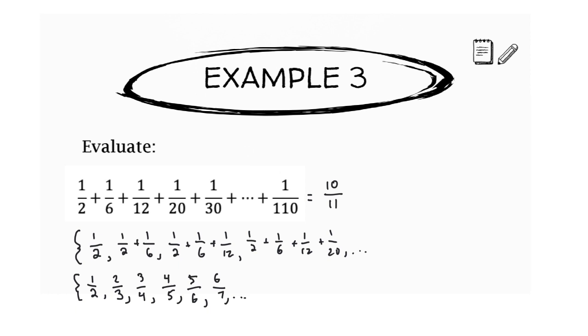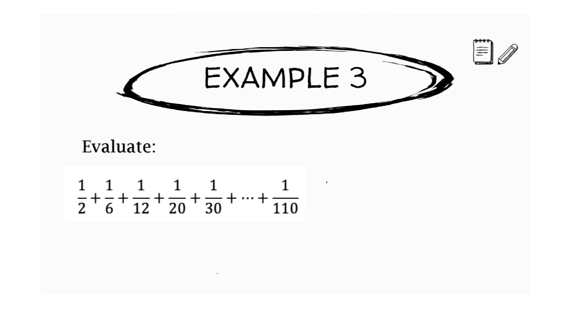Now that might be a very clever solution. However, it doesn't really explain why this series is telescoping. In order to explain that, I'm going to rewrite this series in sigma notation. And I'm actually going to do it in two different ways. The first way will be thinking of this series according to this pattern.